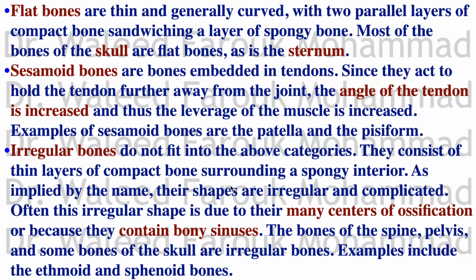You know, the pelvis is formed of the iliac bone, the pubic bone and the ischium. They are all classified as irregular bones. Some bones of the skull are irregular bones. Examples include the ethmoid and sphenoid bones. You know that the skull is composed of around 22 bones fused together.